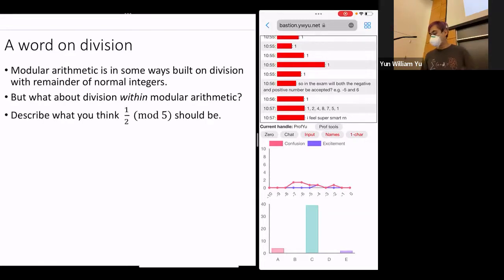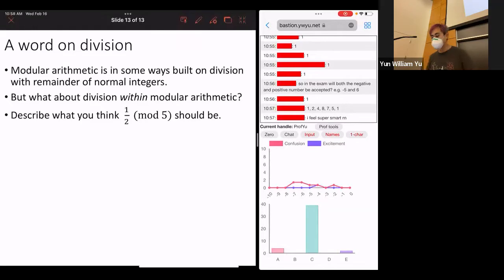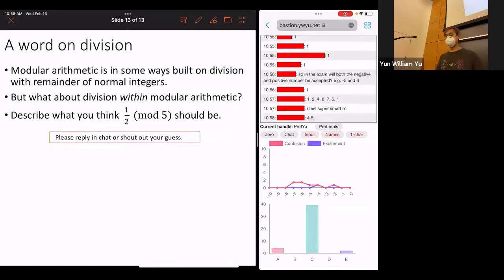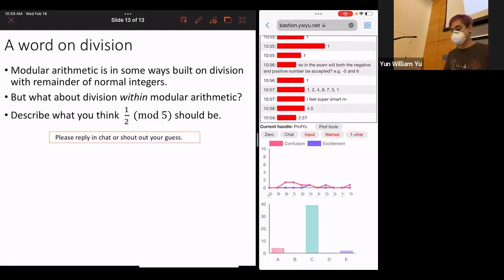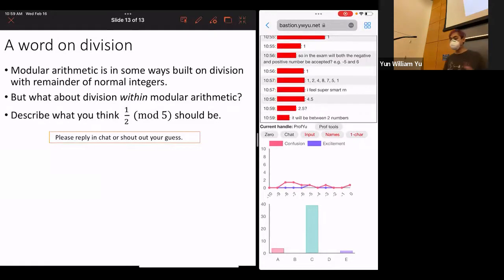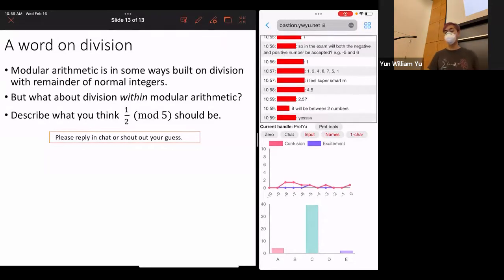So just in chat, while we have another minute or two left, what do you think 1/2 mod 5 ought to be? Should it exist? If it exists, what does it mean to have 1 divided by 2? 2.5. So remember, the only numbers you have are 0, 1, 2, 3, and 4. So if you're saying 2.5, do you mean we should invent new numbers in between them? Is that what you mean? Do you want to invent numbers?